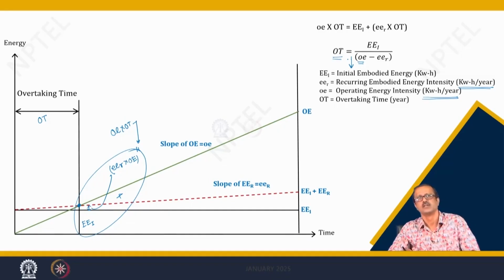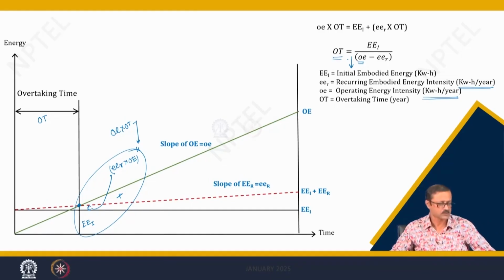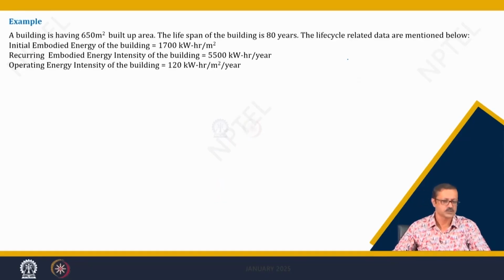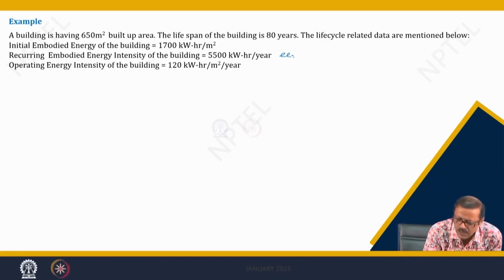So, you will cross it afterwards, and that is good, because if you cross it afterwards, it means your green slope is a little less, and that is definitely good. So, I have taken a problem: a building having 650 meter square of built up area, lifespan of the building is 80 years, and the life cycle related data are given. Embodied energy initially is almost 1700 kilowatt hour per meter square, recurring embodied energy is 5500 kilowatt hour per year. So, this is your EER, this is your EEI.